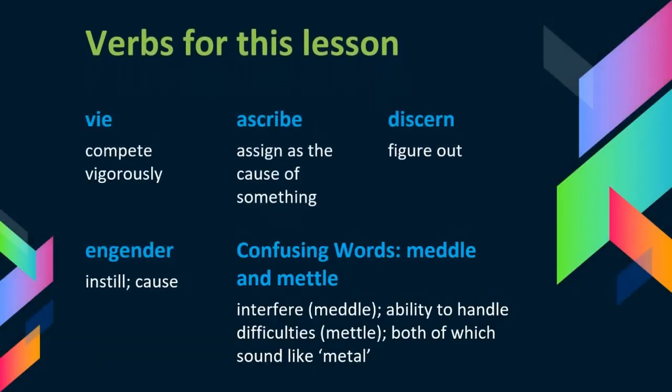Finally, let's do a quick review of our verbs for this lesson. Vie, to compete vigorously. Ascribe, to assign as the cause of something. Discern, to figure something out. Engender, to instill, to cause. And to meddle, meaning to interfere. And the noun mettle, meaning the ability to handle difficulties.